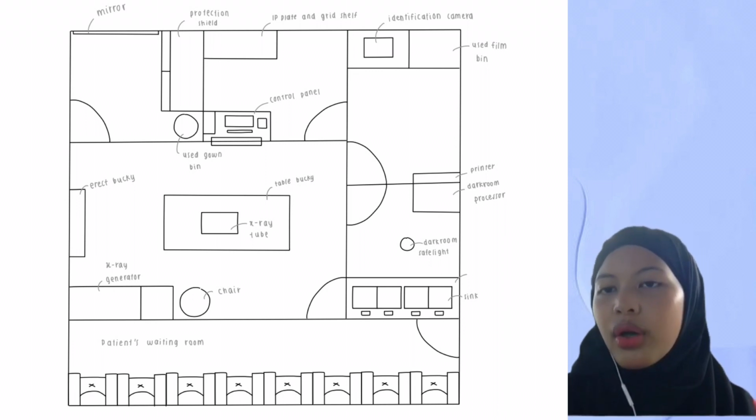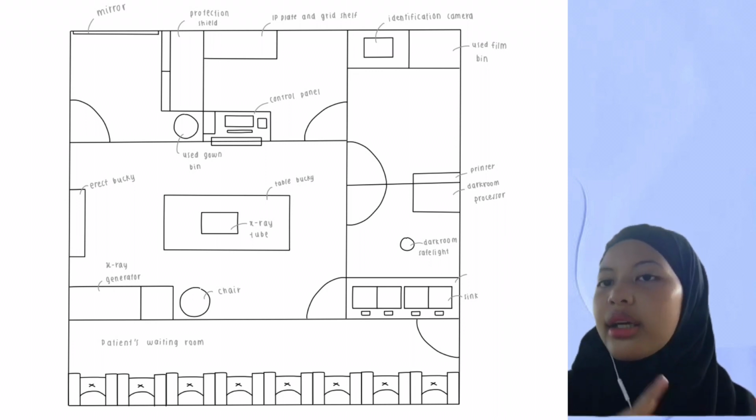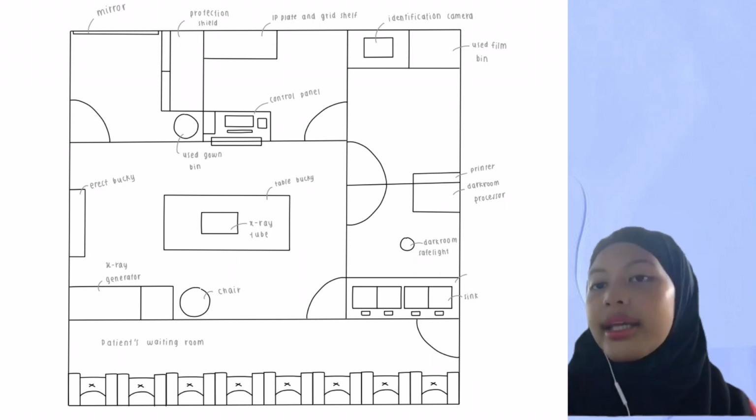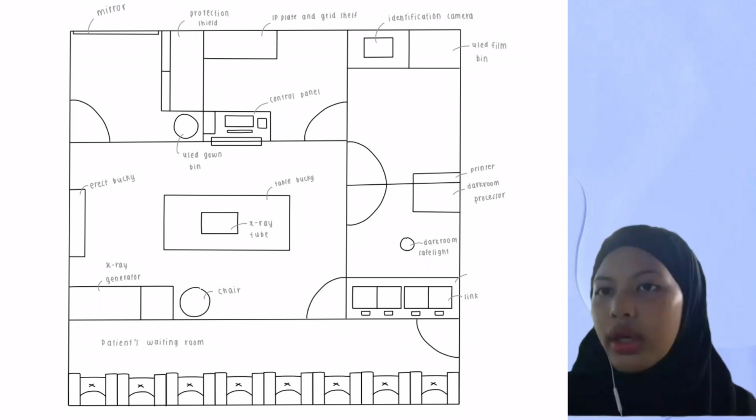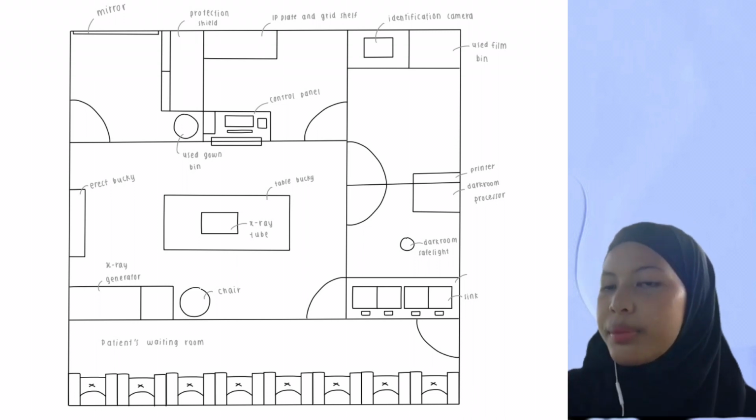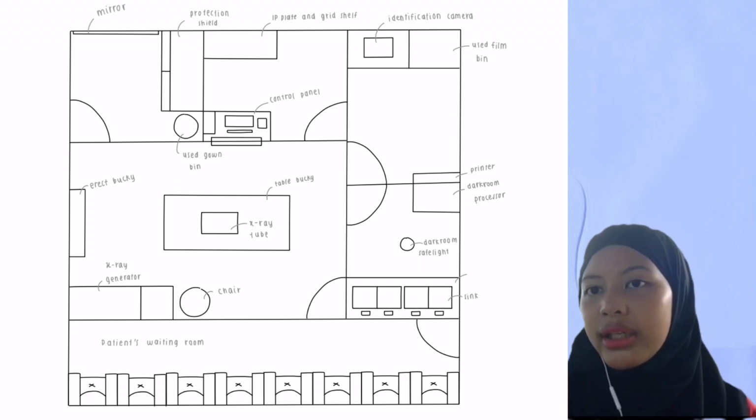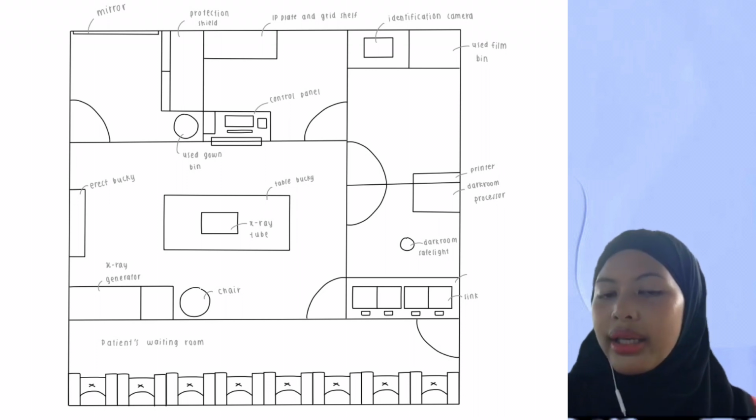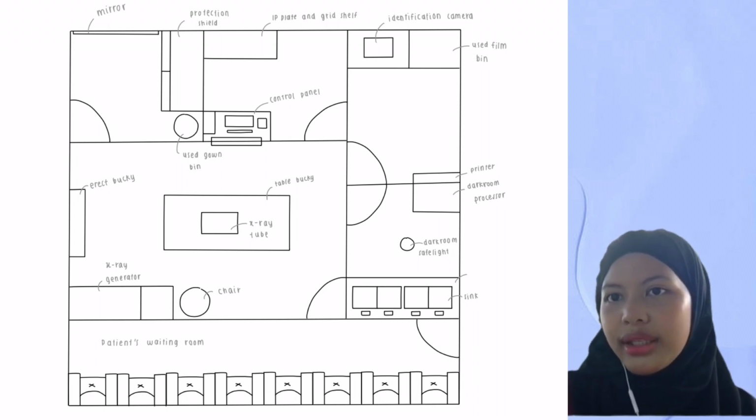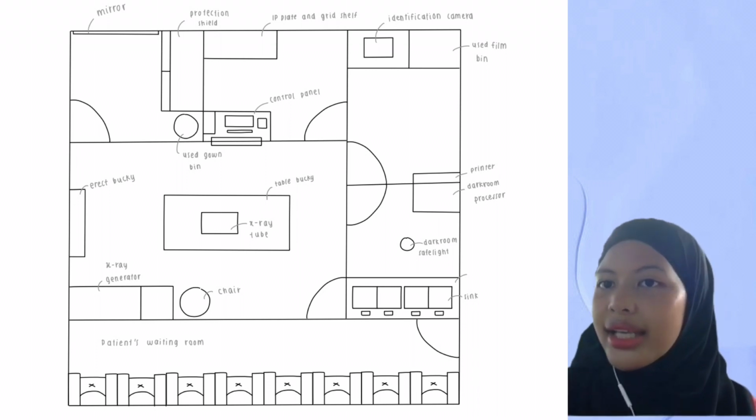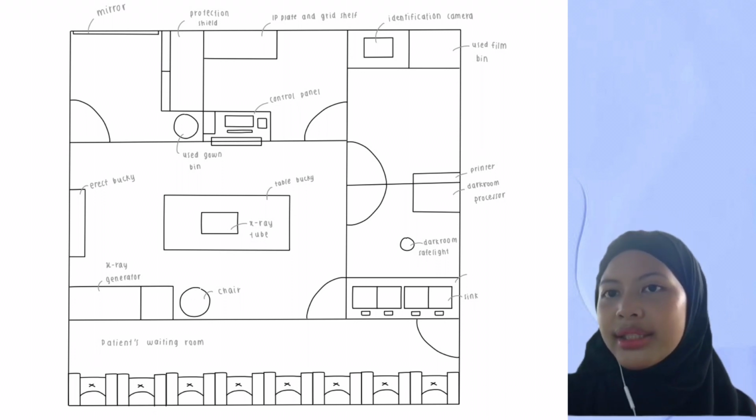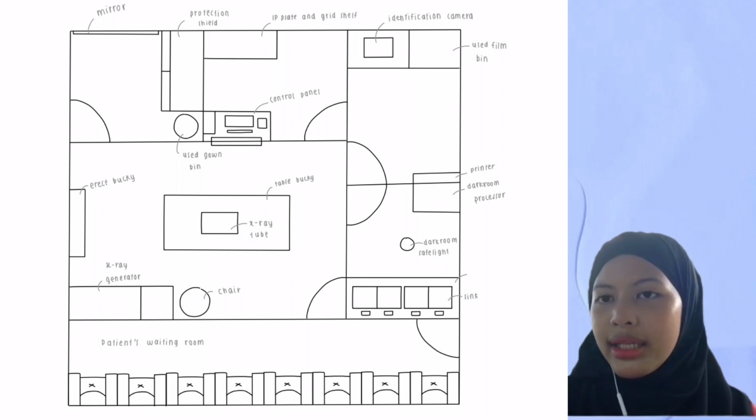A shelf where we place the IP plate and grid is placed in the control panel room. This is because that is the most systematic room for the shelf to be placed. Why? Because the patient does not have access to this room, which means it is safe from any disturbance.